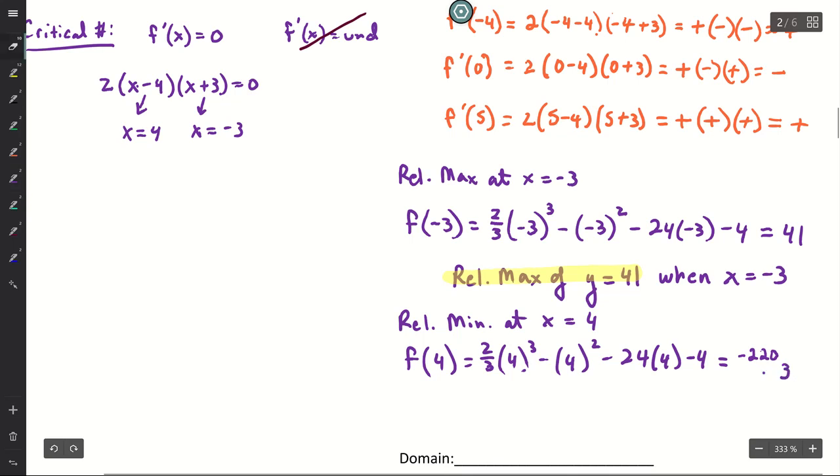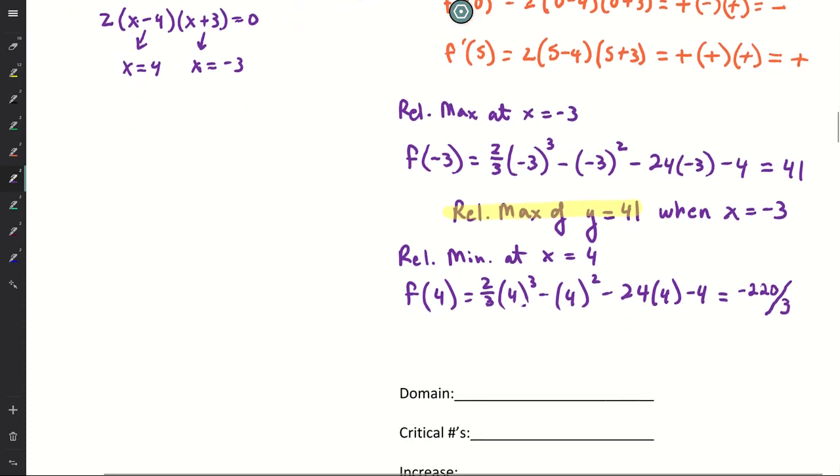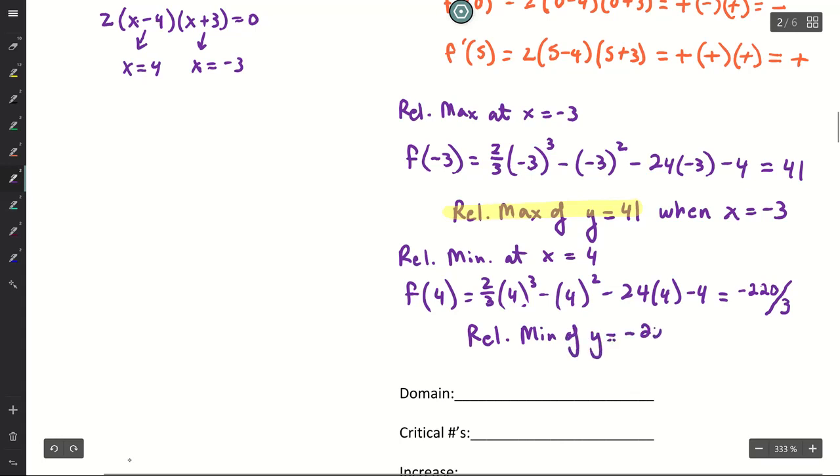If you need a decimal answer for homework, you could definitely do that. For me, on a test or on a quiz, leave it as an exact, and that will be what I want. So here you would say I have a relative minimum of y equals -220 over 3 when x is 4.